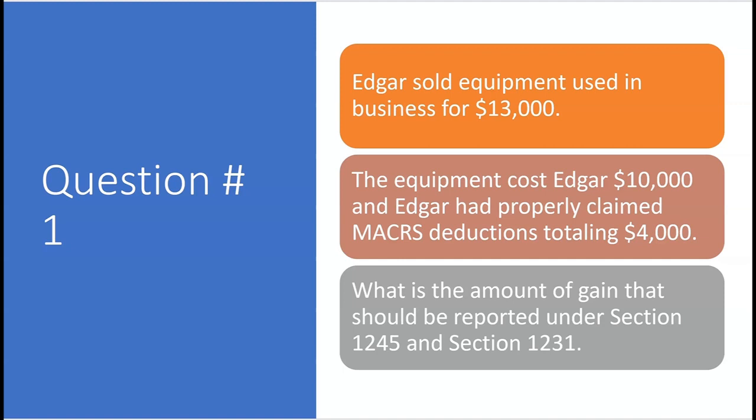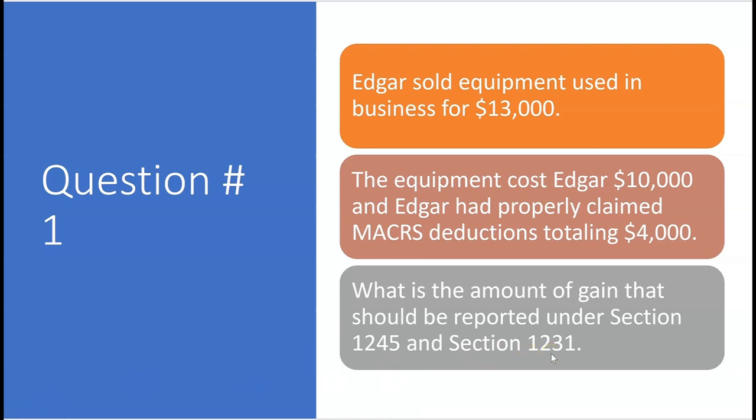So Edgar sold equipment used in business for $13,000. The equipment cost Edgar $10,000, and Edgar had properly claimed MACRS depreciation deductions totaling $4,000. And question 1 wants to know, what is the amount of gain that should be reported under Section 1245 and Section 1231? Well, Section 1231 is the bigger picture.